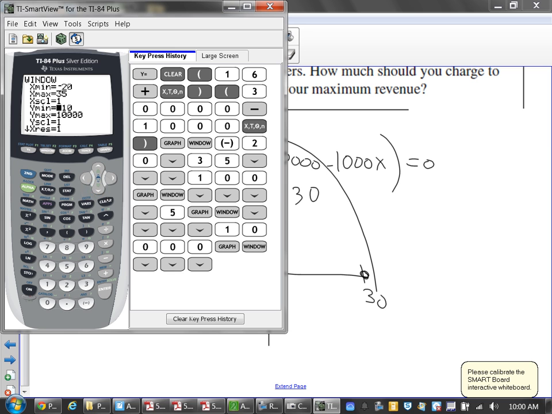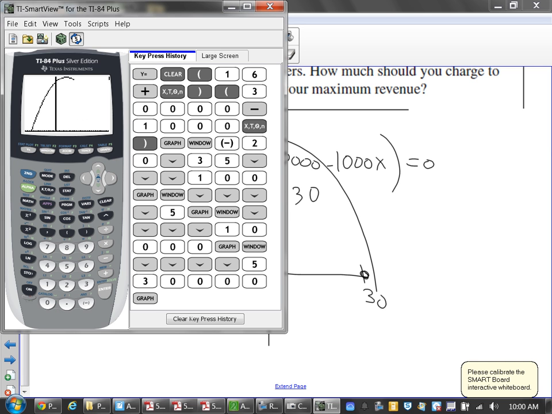Well, I see it. I found it earlier. The maximum was already there. Oh, there it is. Okay. And the maximum is.